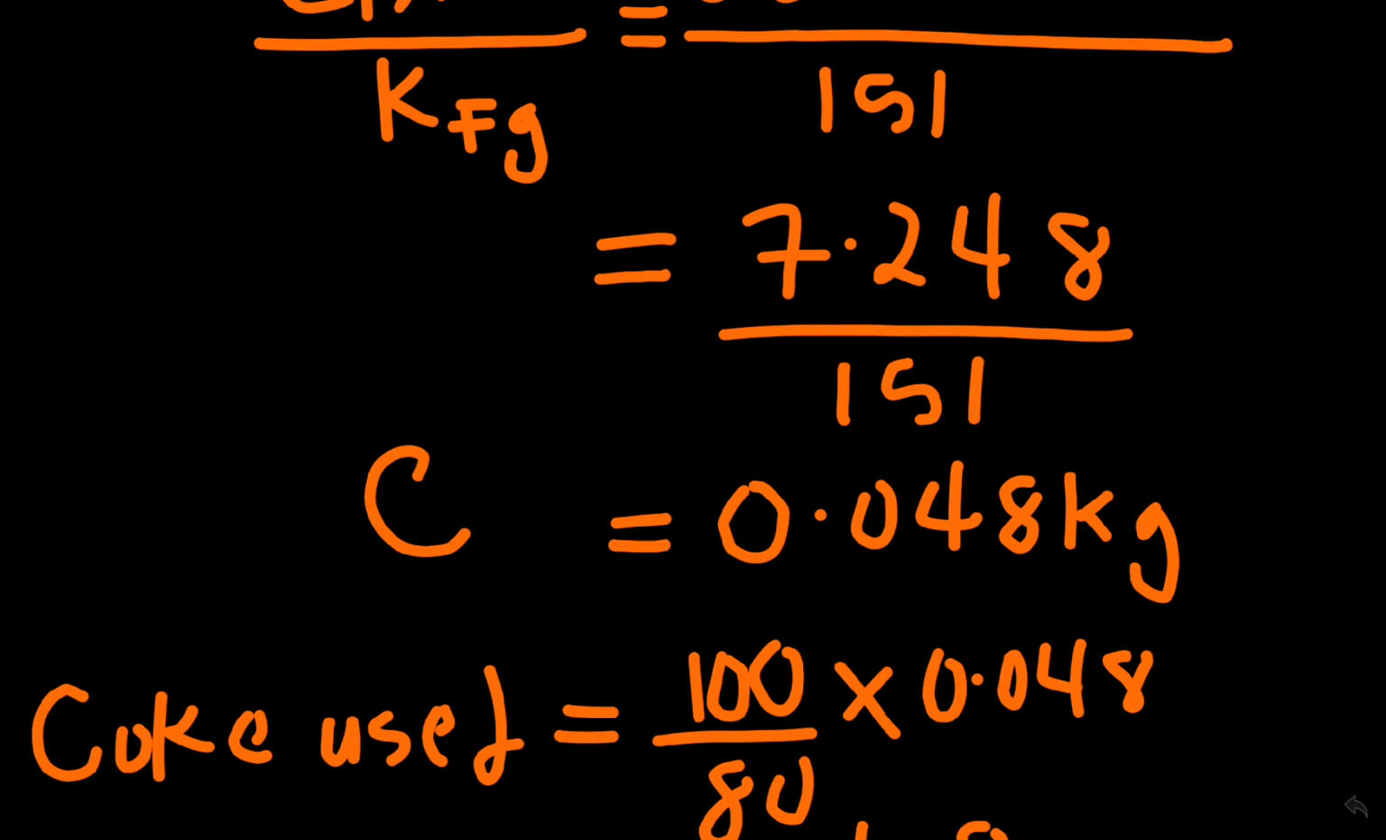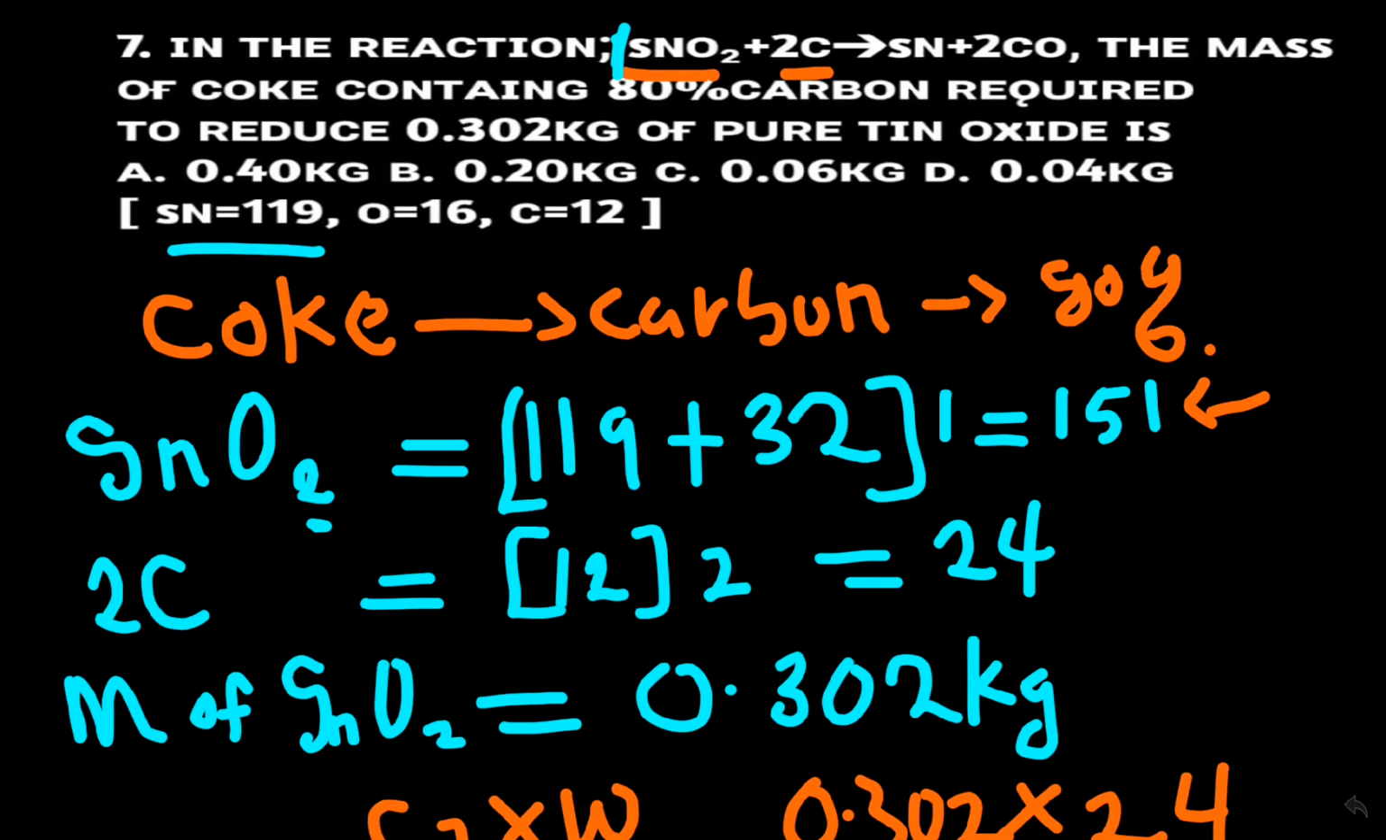Now I'd like us to go back to the options and check if we have that there. And so your correct answer is this: 0.06 kilogram of coke. Please note, the question says the mass of coke containing 80% carbon. Naturally, we first have carbon, then a type of carbon we have coke. Do you get? So you can't say 80 over 100, rather you say 100 over 80, because what would make up coke is actually carbon.